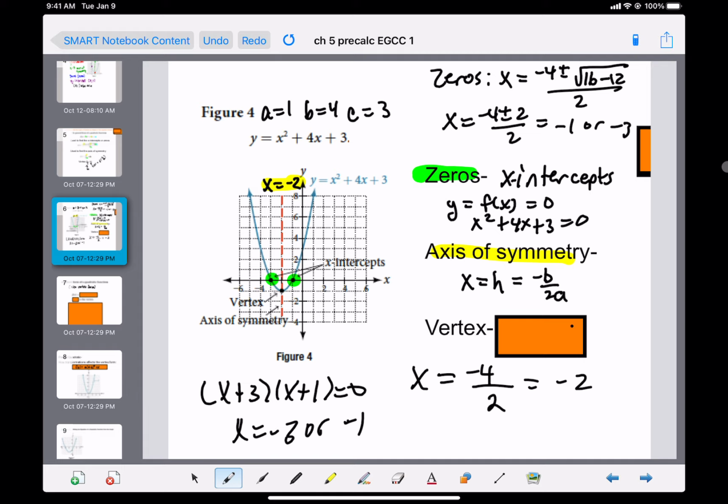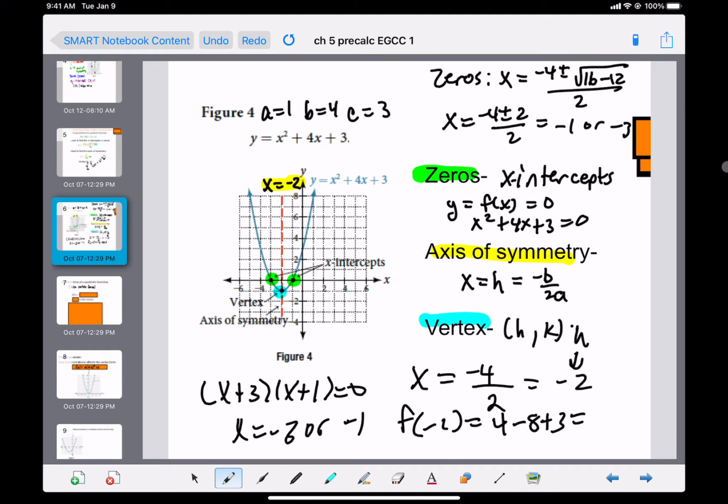The next thing that we'll go with is the vertex. The vertex is that point right there. So that's our (h, k). Now we already found our h. Our h is right here. It's that negative b over 2a, negative 2. So let's take our function and plug in negative 2. So that's going to be 4 minus 8 plus 3. 4 minus 8, did I do that right? Let's see. Yeah, 4 minus 8 is negative 4. Negative 4 plus 3 is negative 1. So our vertex is the point where I plugged in negative 2 and got out negative 1. And that's the vertex we see in the graph.